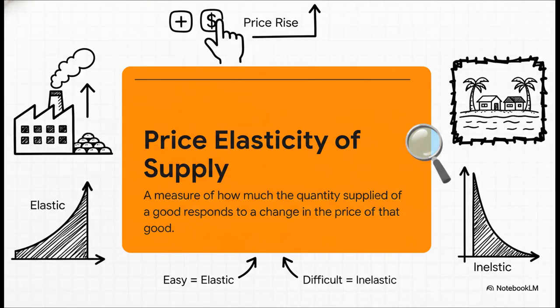Now let's quickly flip over to the other side of the market, price elasticity of supply. The idea and the formula are exactly the same, but now we're measuring how responsive sellers are to a price change. For things like cars or books, if prices go up, factories can churn out more pretty easily, so supply is elastic. But for something like beachfront property, you can't just make more of it. Supply is fixed or perfectly inelastic. The key factor here is how easily producers can change how much they produce.